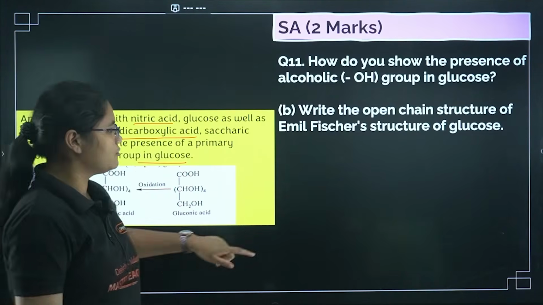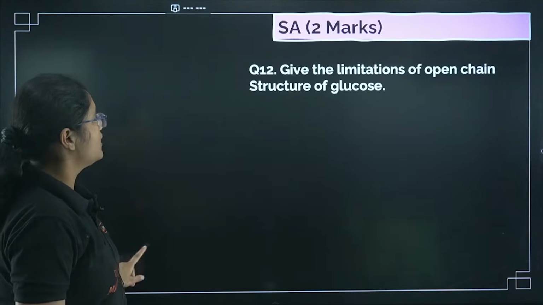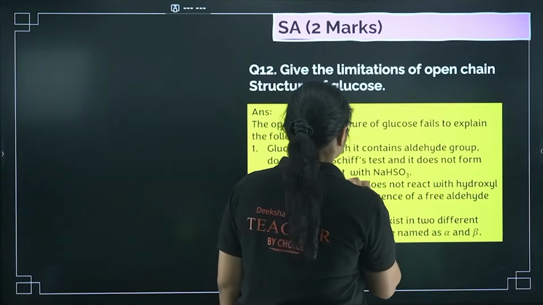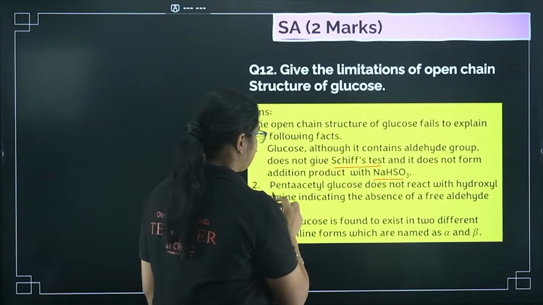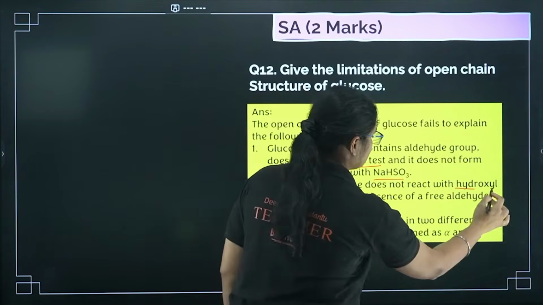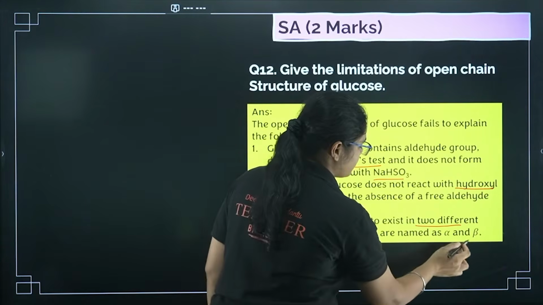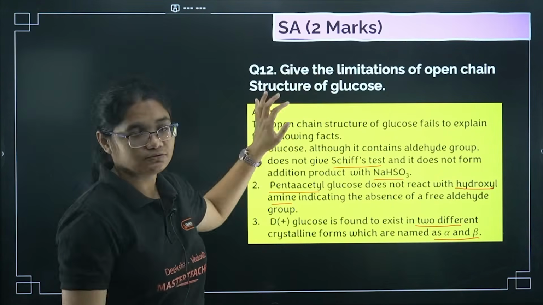Okay, next you have to draw the open chain structure. So this is the formula of the open chain structure. Next, what are the limitations of the open chain structure? The first one is it does not react with Schiff's reagent or with NaHSO3. The second one, the pentaacetyl derivative does not react with hydroxylamine. And then glucose exists in 2 different forms, that is alpha and beta form, which cannot be explained by the open chain structure.